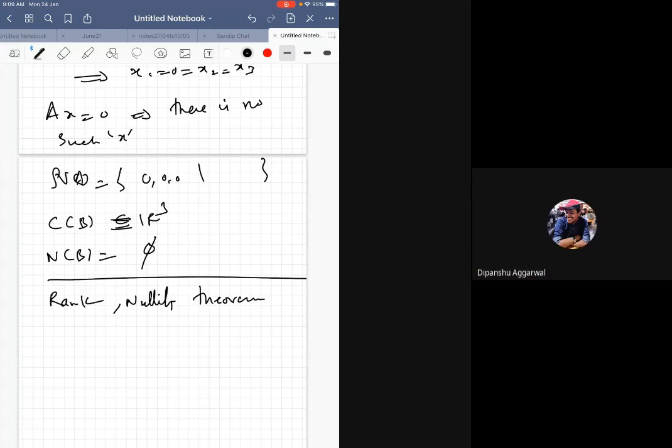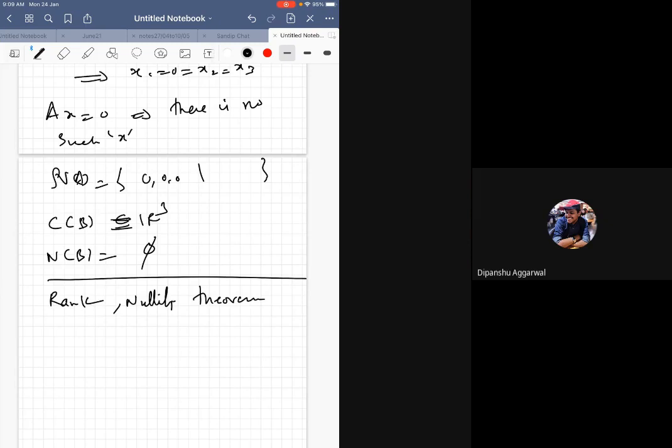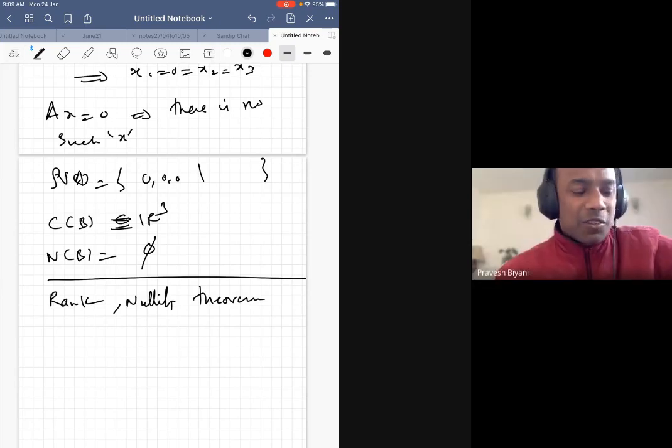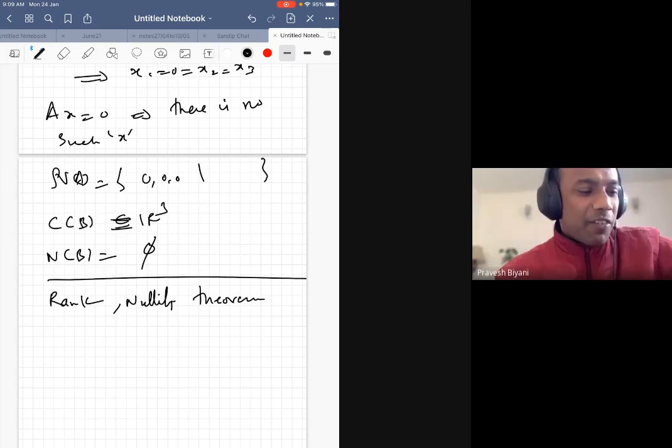Is it like the sum of column space and null space is equal to the dimension of the matrix? No, the total rank of the matrix. Sorry, yeah. Rank of the null space. I think that the sum is the number of columns of the matrix.